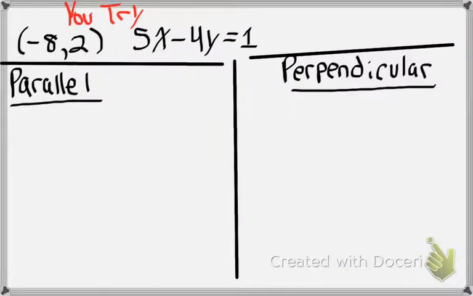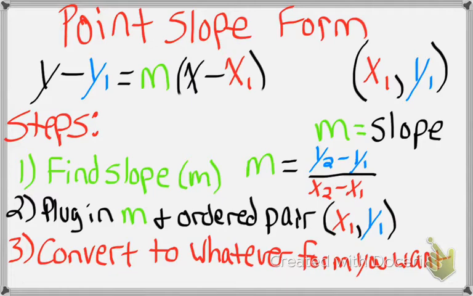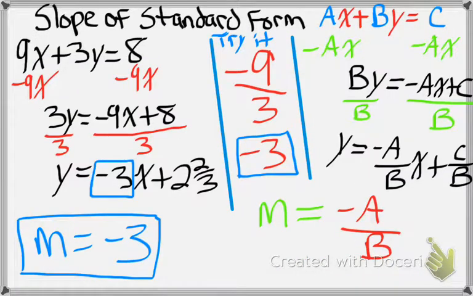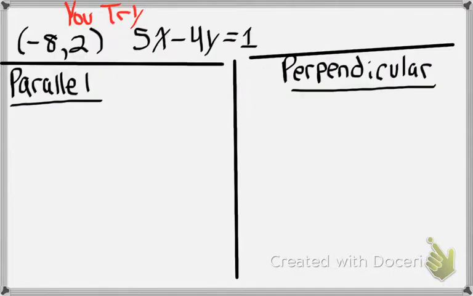Alright, so you give this one a shot. Hit pause and try this one. And just remember the hint I gave you about how to find the slope of standard form. So go back to that part of your notes, which was right here, how to find the slope of standard form. So you're going to use that to help you with this question. So hit pause and give it a shot.